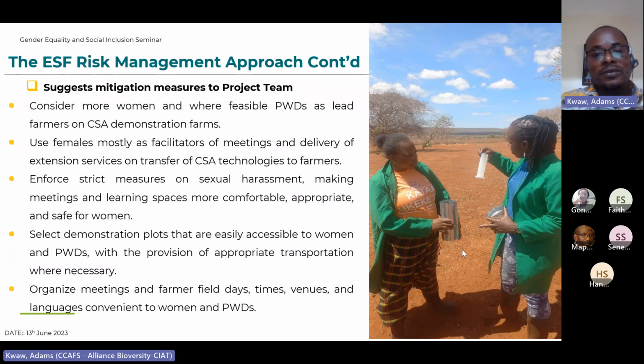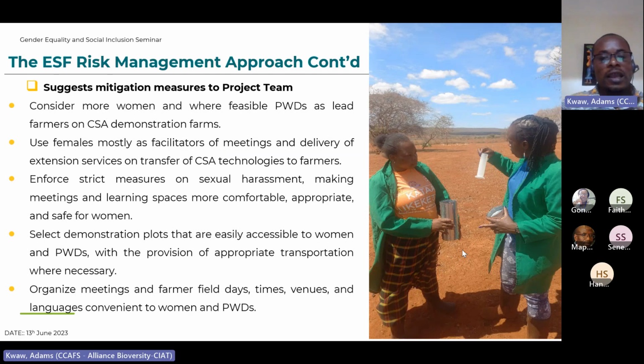Then we also encourage them to select plots at location that could be easily accessible to women and persons with disability, and they did well. And probably even by contest, most of the demo plots we eventually approved to be used for CSA demonstration were closer to residential areas of the communities.